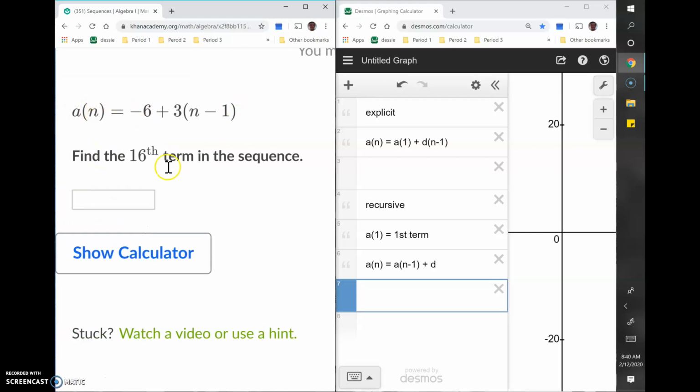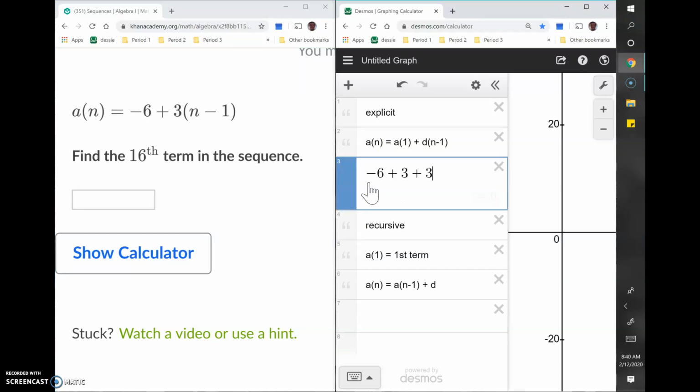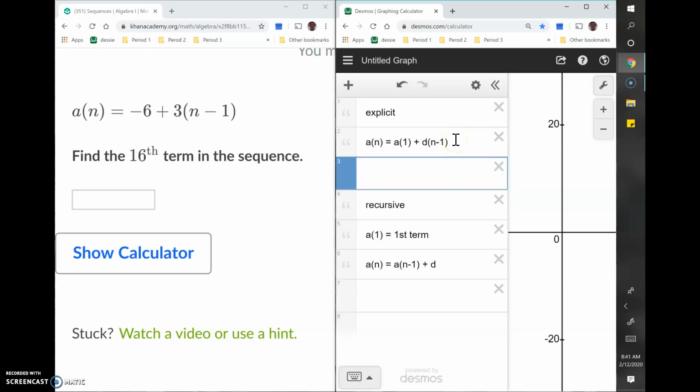We only have one equation here, and it's saying what is the 16th number in the term. The first number here in the sequence is -6. And each term is going up by 3, so we could just do -6 plus 3, which would give us a second term, plus 3, which would give us a third, fourth, and we could keep adding 3's all the way until we got to the 16th term, but that's a little bit more complicated than it needs to be.